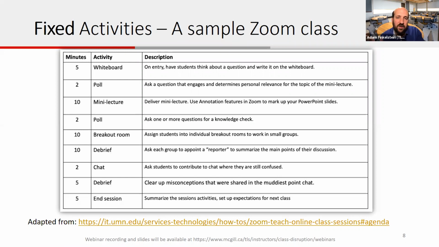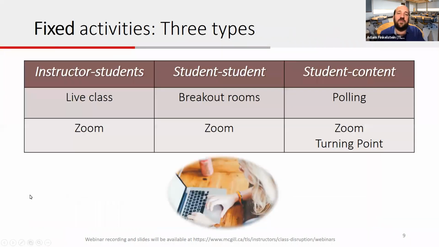So let's talk in a little more detail about 3 different types of fixed activities and link them to the framework that Jasmine was talking about before. We're going to talk about 3 things using 2 different tools. The first is instructor-student interaction. We're going to talk a bit more about the live class with Zoom, like what we're doing right now. In terms of student-student interaction, we're going to talk about breakout rooms, using Zoom as the example. And for student-content interaction, we're going to talk about Turning Point, which is really the best polling software that we have at McGill to engage students.